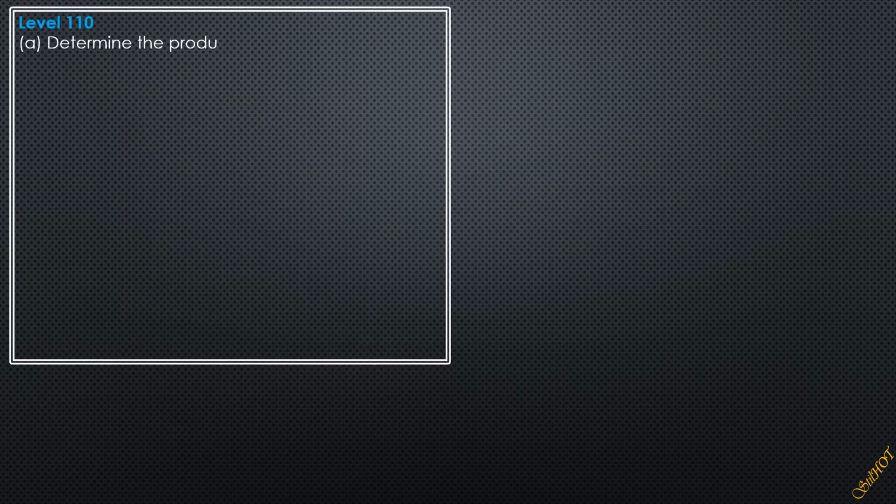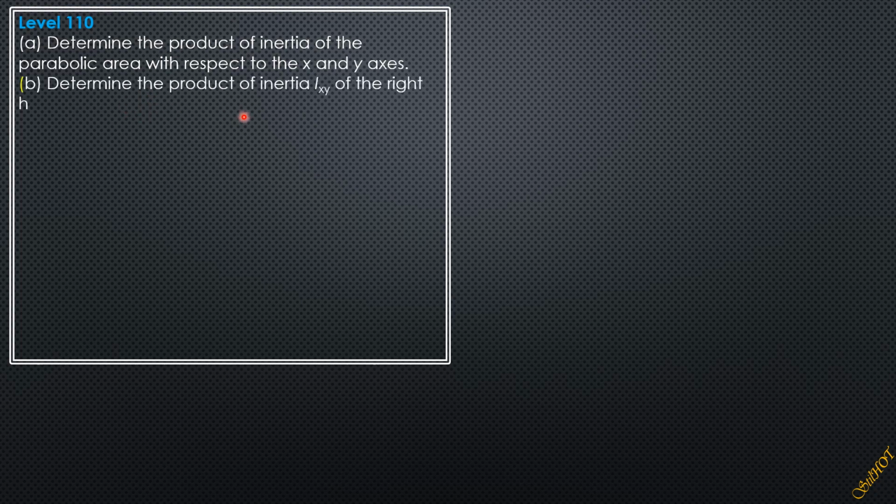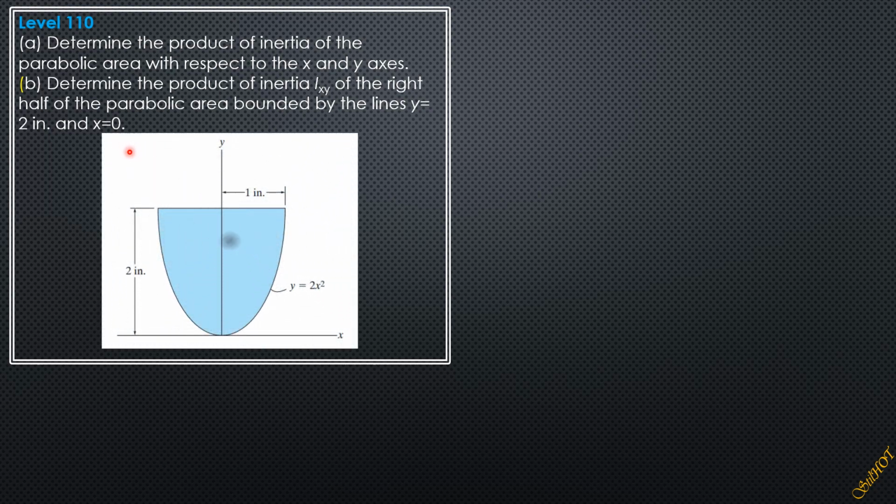Level 110, determine the product of inertia of the parabolic area with respect to the x and y axis. Determine the product of inertia Ixy of the right half of the parabolic area bounded by the lines y equals 2 inches and x equals 0. So for the first part, considering the whole figure, and for the second part, considering only the right half.